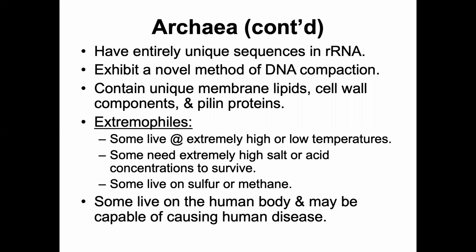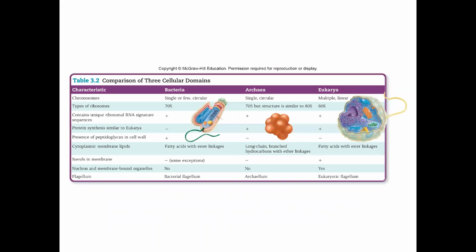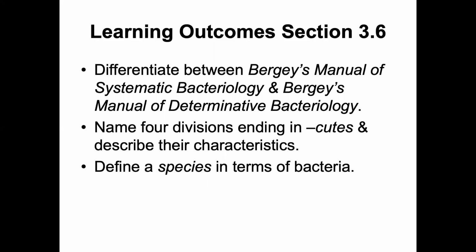Some live on the human body and might be capable of causing disease, but none that we've described yet. Most of the disease-causing organisms that we're going to talk about in this course are going to be either bacterial or eukaryotic. But this just shows you some of the different characteristics that you can look at between the different cells.